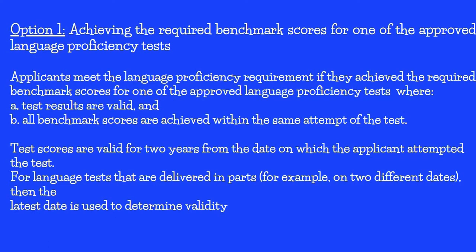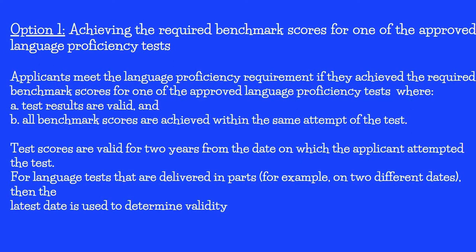So as I've discussed, there are 7 options. I will be starting with the most common option, that is option 1, achieving the required benchmark scores for one of the approved language proficiency tests. This is very well understood: you can give either of the language proficiency tests like IELTS, CELBAN, and a French exam you can give, so that you achieve the required band score in one single attempt, and then you can meet the language proficiency requirement, right?